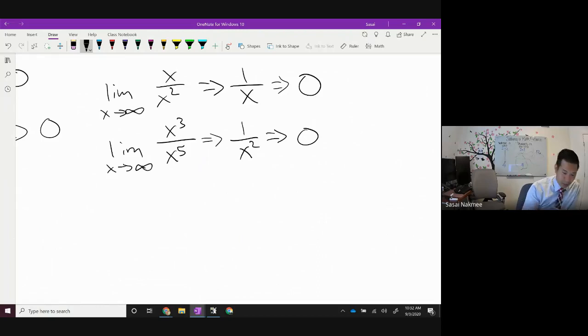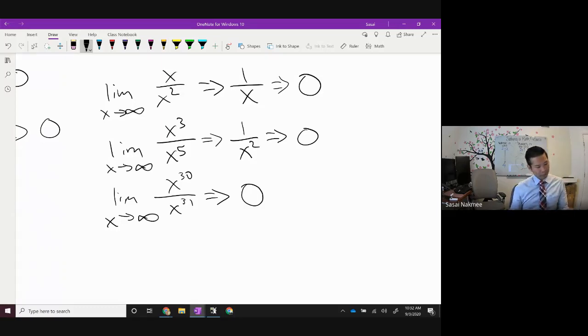I'll give you another example. I got 5 minutes. The limit as x approaches infinity of, let's say, x to the 30th over x to the 31st. Have you guys caught on to this yet? This is also going to be approaching 0. There's a pattern going on here that I hope you guys can see.